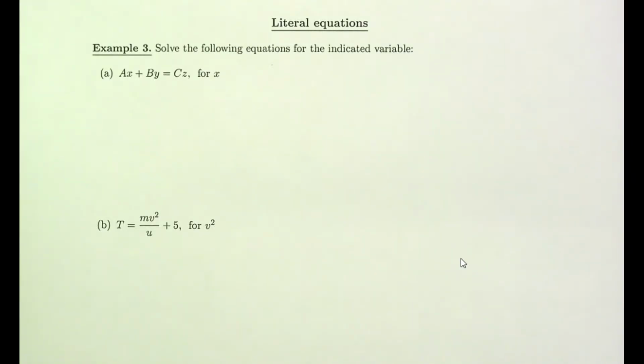Literal equations. A literal equation is just an equation that has several variables, and it's typically some sort of formula used for calculating something. Many formulas, such as the ones from geometry for calculating area, and formulas from physics and engineering, are examples of literal equations. It is sometimes the case that we want to solve for one of the letters in the equation in order to make certain calculations easier or to express a certain variable as a function of the other variables.